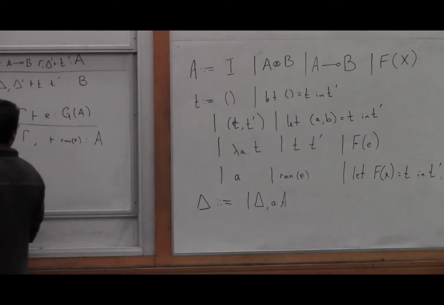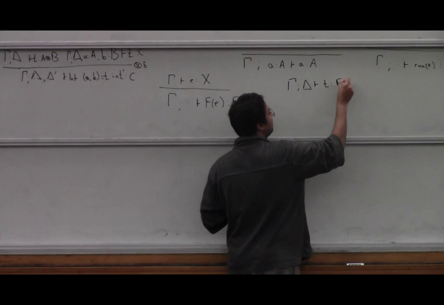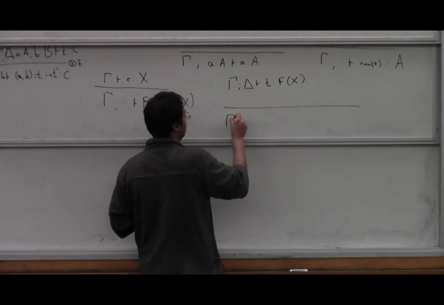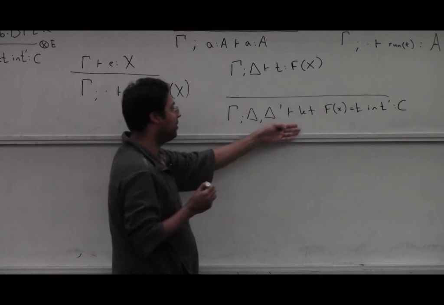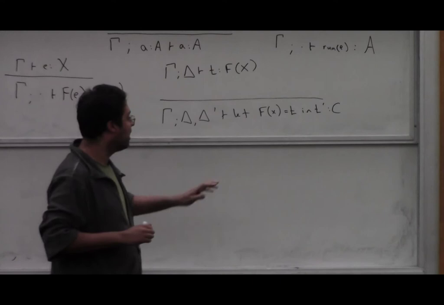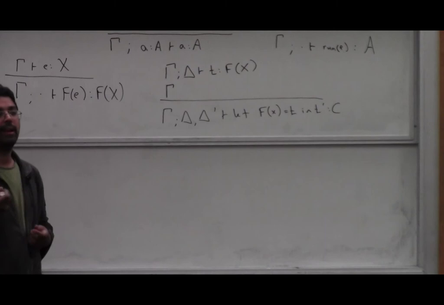And what we will do is, here, we'll say that if we can produce a linear term of type F of X, we needed some linear resources to produce F of X, and T prime will need some linear resources of its own, which we'll put into delta prime. But once we've got this intuitionistic value of type X, we can use that as often as we like.